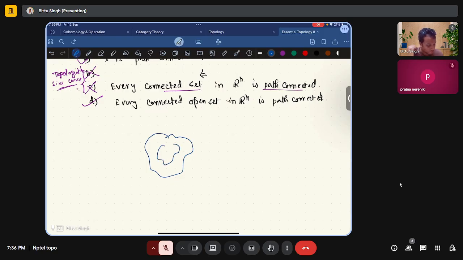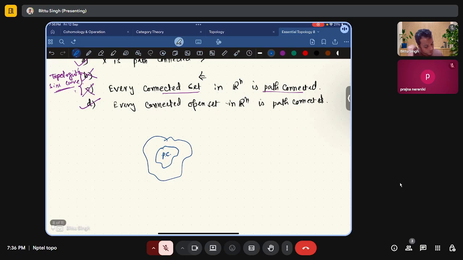Suppose this is a path connected component. This is a path component. Then we can prove this component is connected. X is A containing Rn. This is actually connected. We have assumed this is a connected open set.